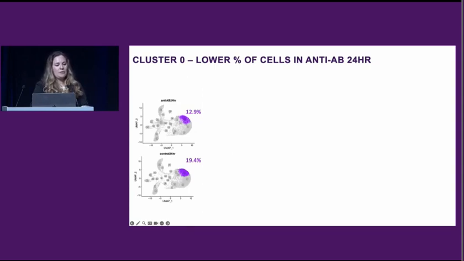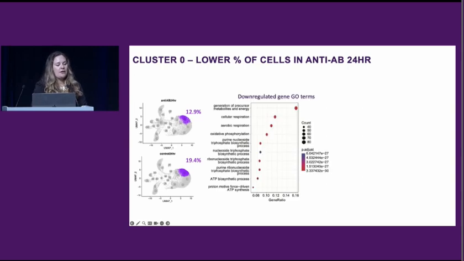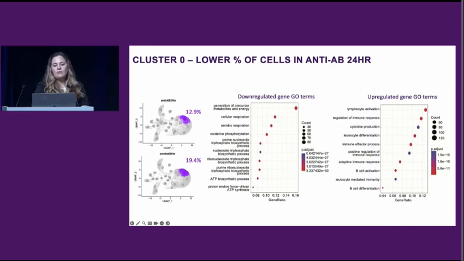For cluster 0, which showed more microglia with about 19% in the IgG group and fewer in the anti-A beta group, I did gene GO-term analysis. I took the genes that were downregulated in this cluster and found that they enriched for cellular respiration and ATP biosynthesis, suggesting that these cells are downregulating cellular metabolism. I then took the upregulated genes in this cluster and found that they enriched for cytokine production and immune response, suggesting that they're upregulating their immune inflammatory processes.